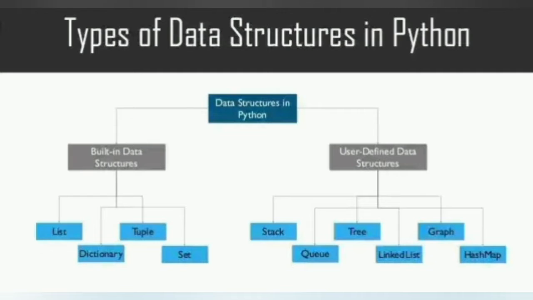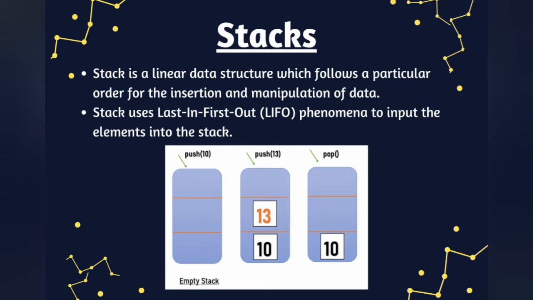So let us see what is a stack. We know that stack is a linear data structure which follows a particular order for insertion and manipulation of data. We can say stack uses last in first out, or LIFO, to input the elements to the stack. From the figure you can see that there are two main operations, push and pop. We can keep the elements one on top of another like this. The main two operations on stack are push and pop.